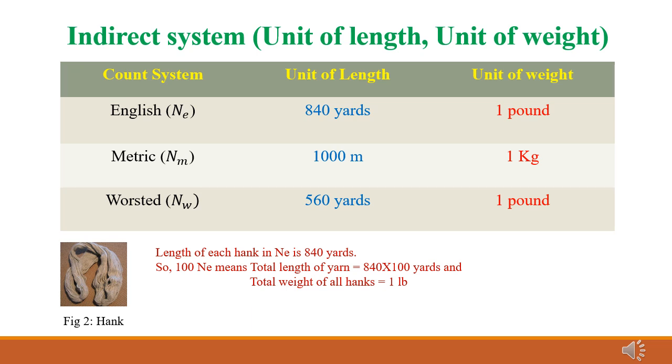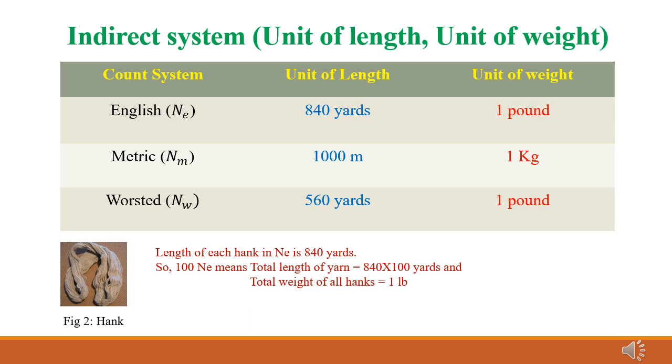Let us know different systems of indirect count, which are English count denoted by NE, metric count denoted by NM, and worsted count denoted by NW. All the units of length and units of weight have been given in this table. Now what is English count? The answer will be the number of hanks of 840 yards yarn which have a total weight of 1 pound.